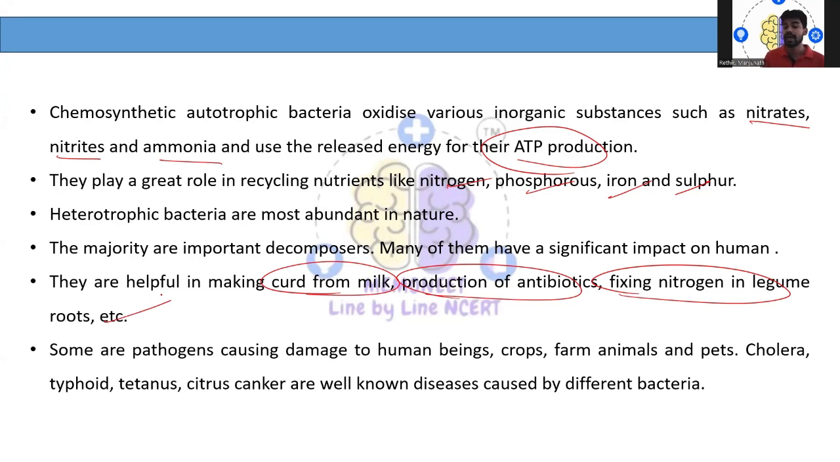And some of them are pathogenic in nature. That means they cause harmful diseases to many organisms like human beings, animals, as well as crops and insects. For example, cholera, typhoid, tetanus, and citrus canker. These are well-known diseases which are caused by different bacteria. Clear?